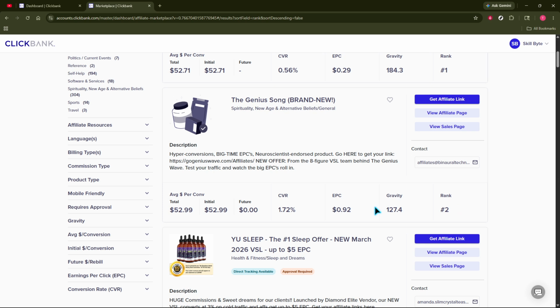Check the initial dollars per sale to see what you can expect from the first transaction alone. This number does not include upsells, so treat it as your baseline payout. If that initial amount is modest, a strong funnel can still make the overall earnings attractive.